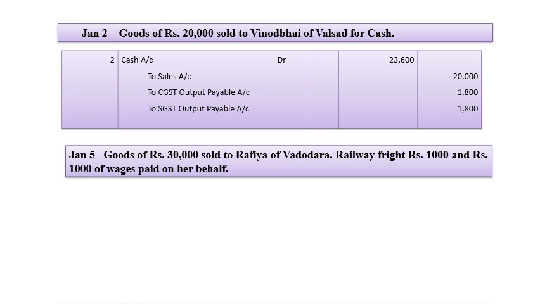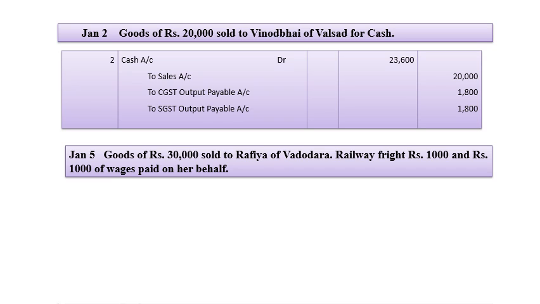So whenever Arvind will take any amount from the customer, he will take 30,000 plus 1,000 plus 1,000 of wages. So that is why 32,000 is to be collected from Rafia by Arvind. Now identify nature of transaction.